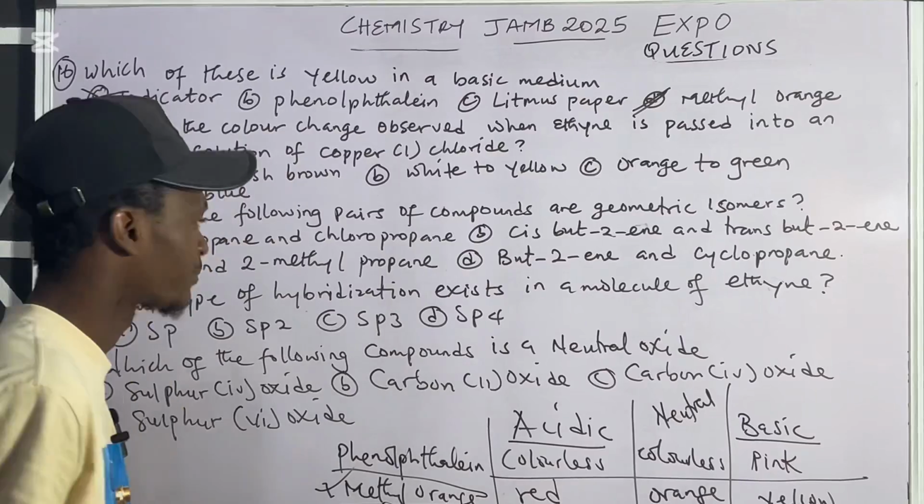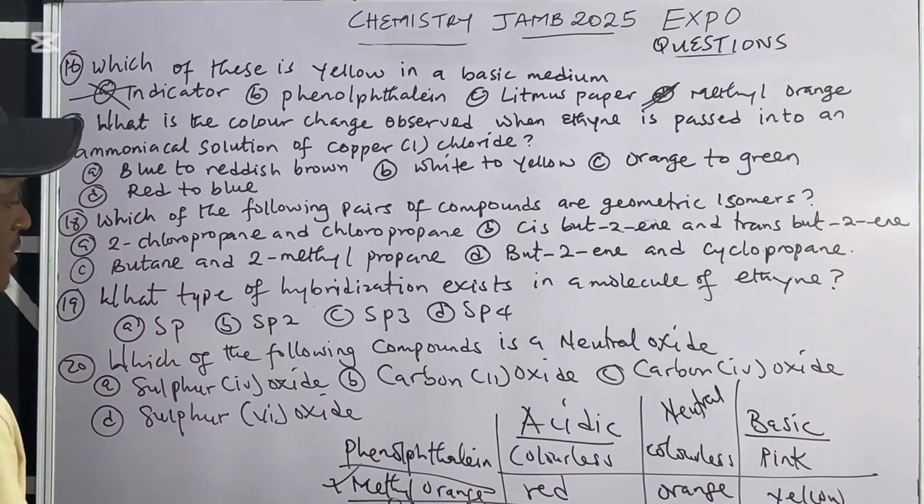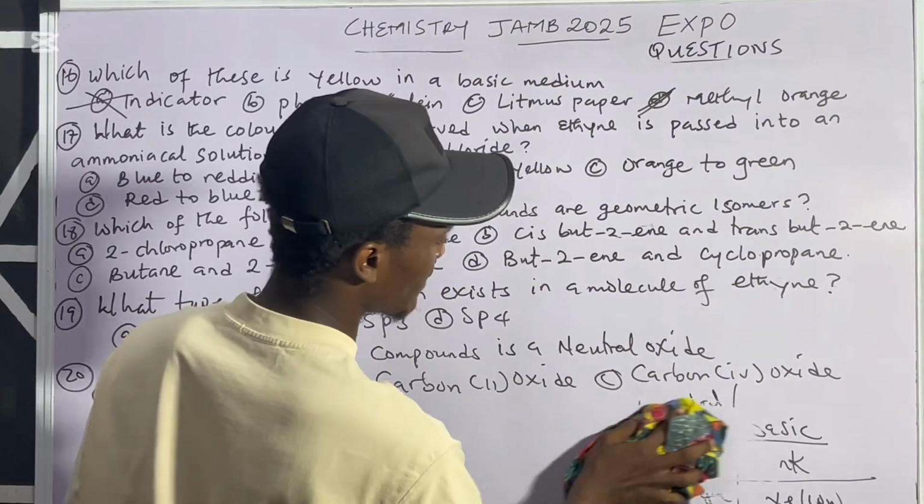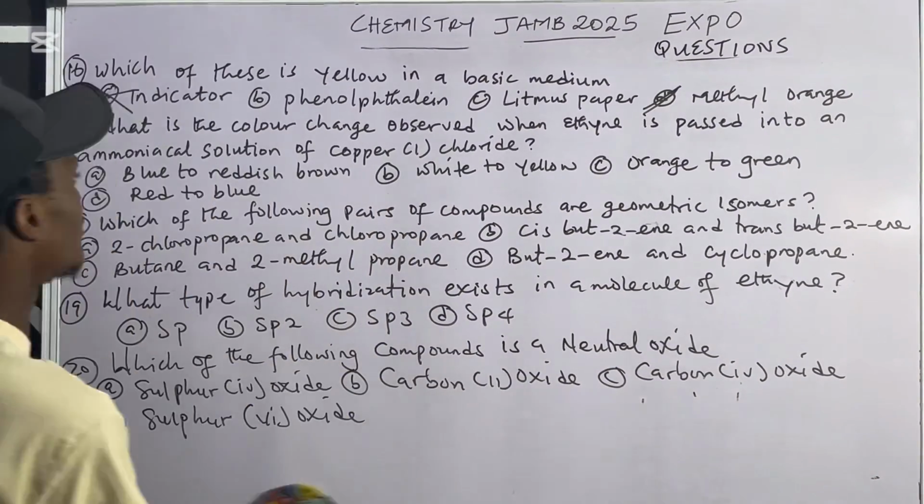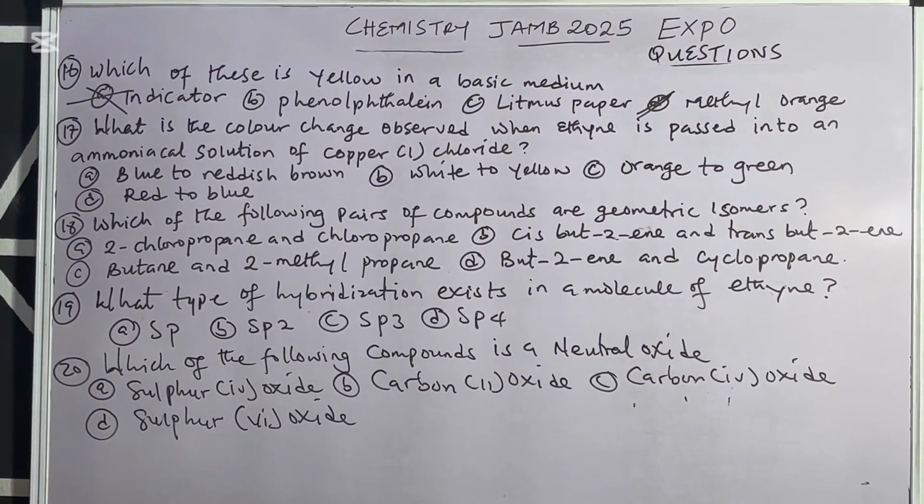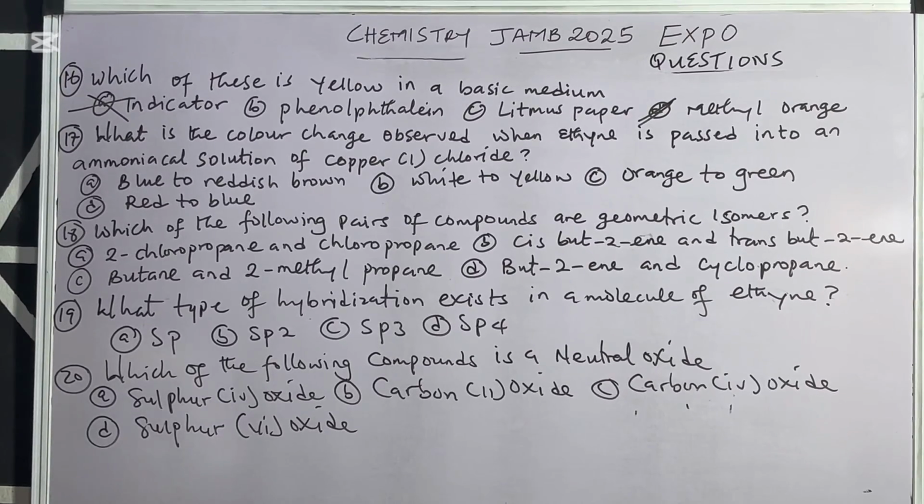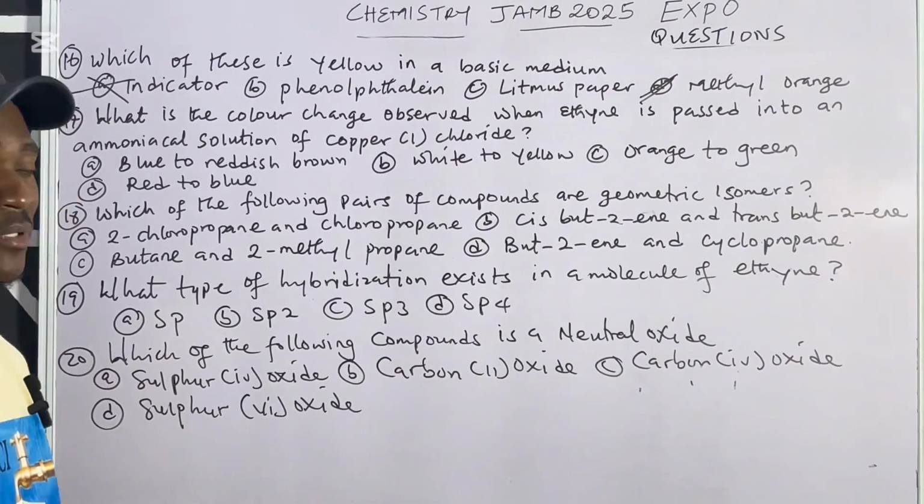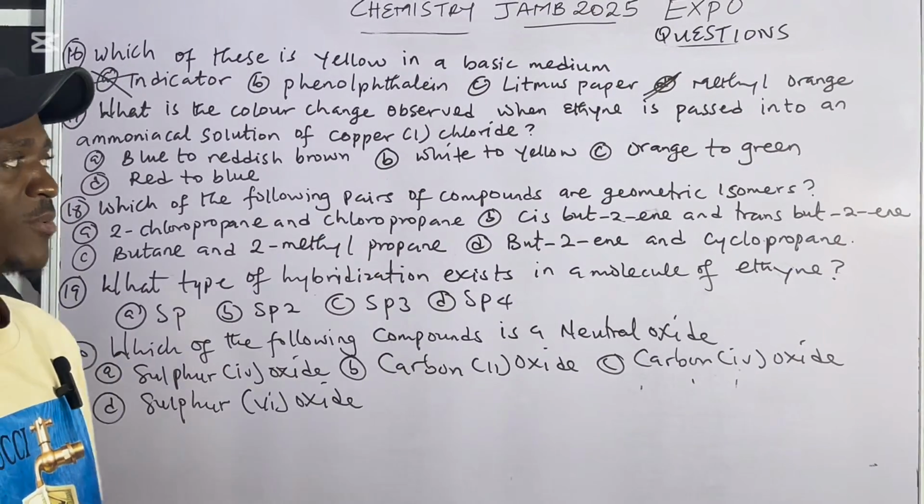The next question, question 17. What is the color change observed when ethyne is passed into an ammoniacal solution of copper 1 chloride? This one is based on tests to distinguish the alkynes from the alkenes. All right, and it's only alkynes that react with such reagent.